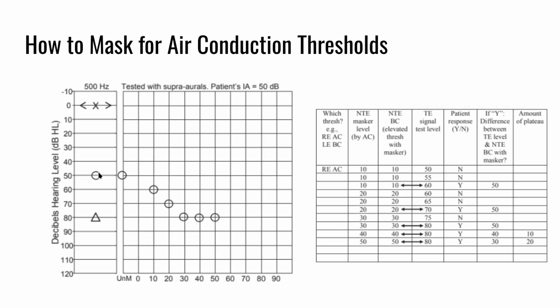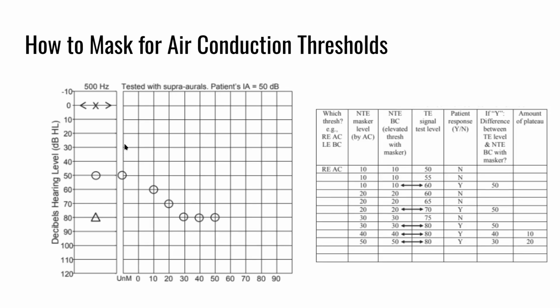Now we see if we're using supraoral earphones, 50 dB is greater than the difference between the unmasked right ear and the unmasked left ear, or the unmasked right ear and the unmasked bone. It equals or exceeds 40 dB, so we need to mask. So what do we do? We start out at 50 dB in the right ear.